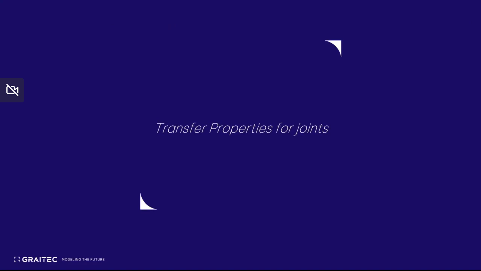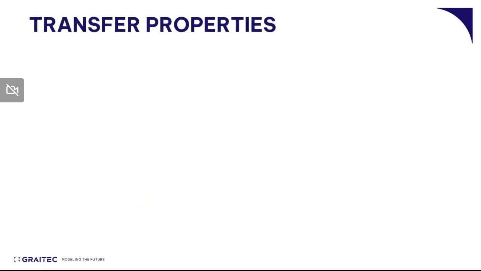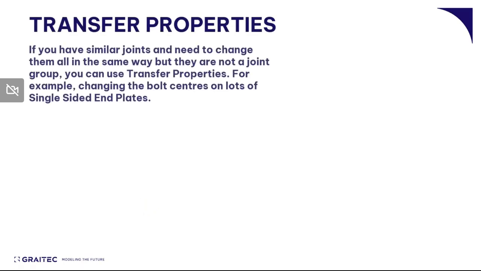Next up, we've got transfer properties for joints. So this is an interesting tool. Transfer properties. If you have similar joints in your model and you want to change all of them in the same way, but they're not a joint group, and joint groups need to be used with a little bit of caution, then instead of using a joint group, you can use transfer properties to make all the joints match. It's a bit like match properties for joints.